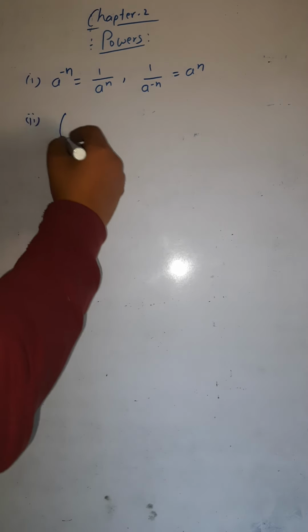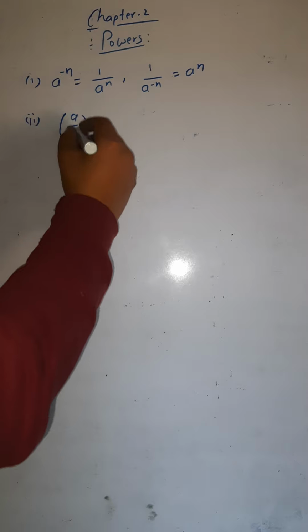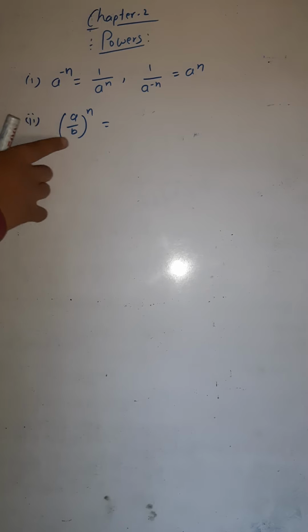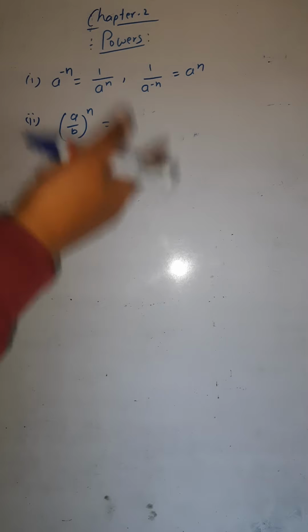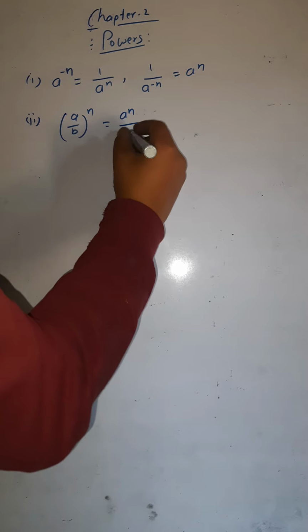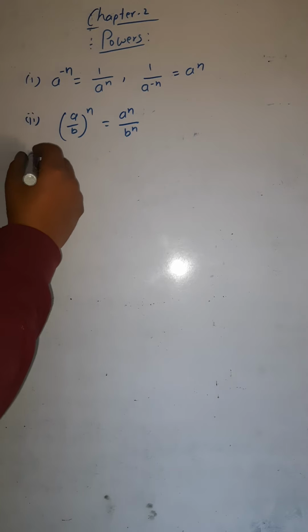Now the second formula. If it is like this, a by b whole raised to the power n, you would read it like this: a by b whole raised to the power n. You can write it as a raised to the power n divided by b raised to the power n. Are you getting this? This power would be distributed to the numerator and denominator.